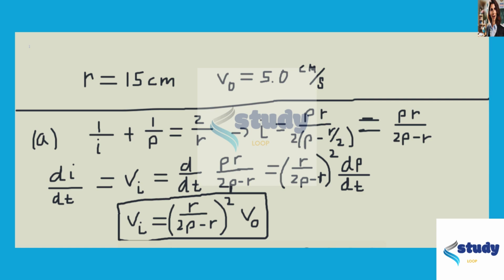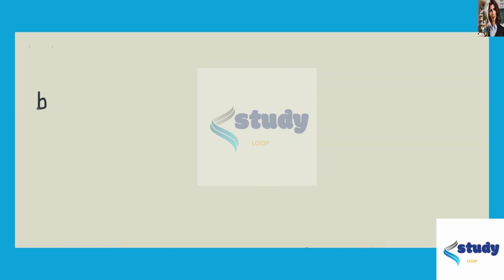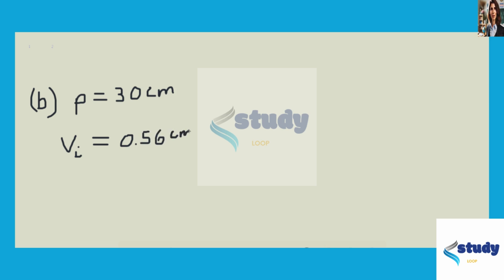And then for part B, it says, okay, well, now let's consider a situation where the distance P is equal to 30 centimeters. And it says, okay, well, if P is equal to 30 centimeters, what's the velocity of I? So you just have to plug that P into the expression we found for v sub I, as well as the value for r and v sub o. We find that v is equal to 0.56 centimeters per second. We can box that in as our solution for B.